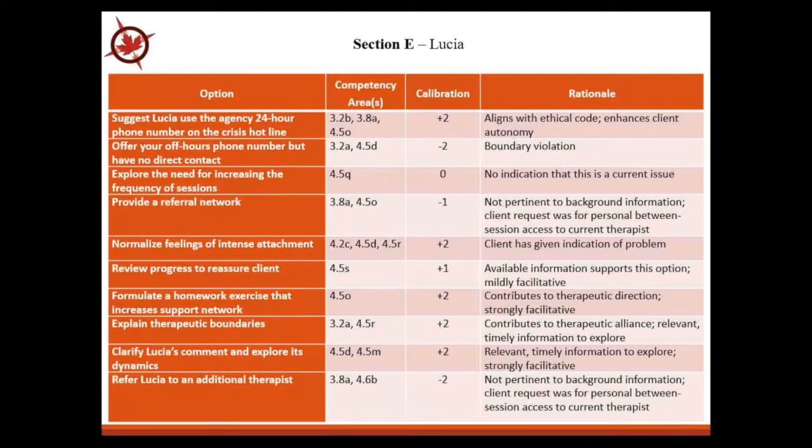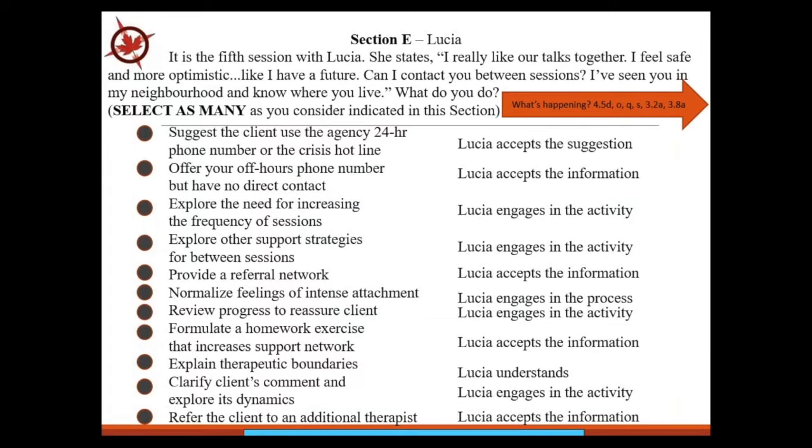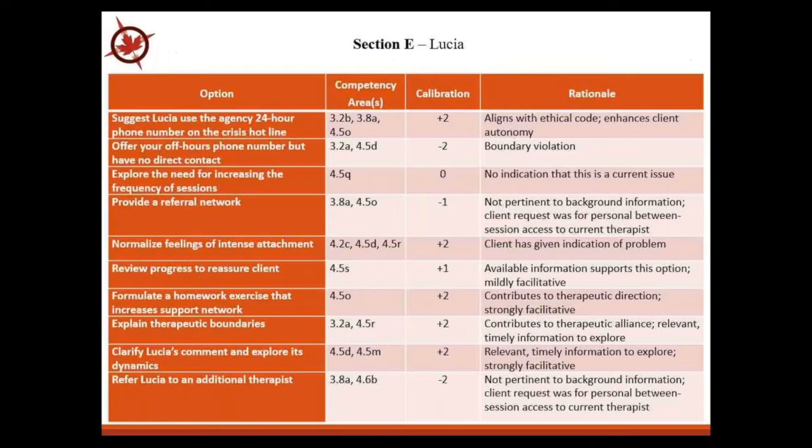Now let's look at that section E another way. Let's figure out why they would be calibrated the way they are. So one of the first options, I'll go back so you can see, it says suggest the client use the agency 24-hour. I'm just taking the items from the left-hand column there and putting them on the left-hand column of this chart. So the option is suggest she use the agency 24-hour phone number. You can see the competency areas that are being tested right there. The calibration is a +2, but why?